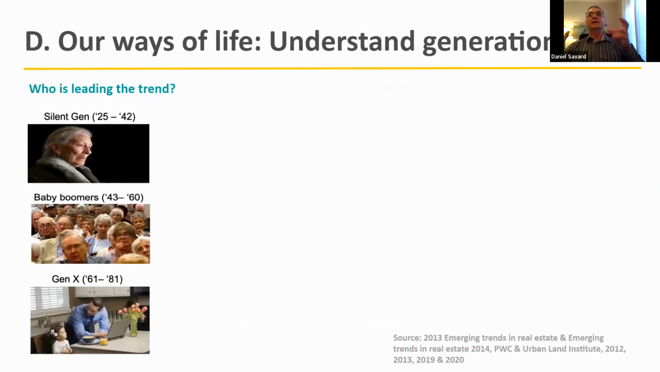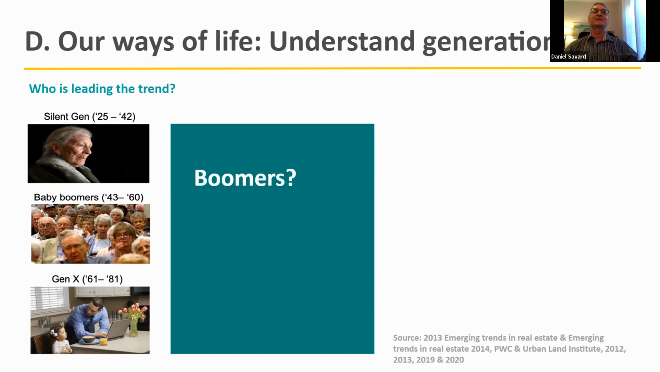Now, another important aspect to consider is going to be our ways of life. And we're going to focus on certain elements here. One of the most important ones is going to be understanding the generations. And if I ask you the question, who is leading the trend right now? Is it the silent generation, the baby boomers, or Generation X? A lot of people, if I ask them the question, are going to say the boomers, because it seems that the boomers are the ones that have created a lot of problems for people in society sometimes, and they feel like it should be the boomers.